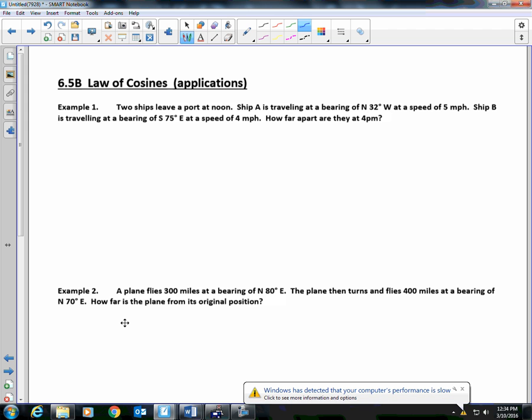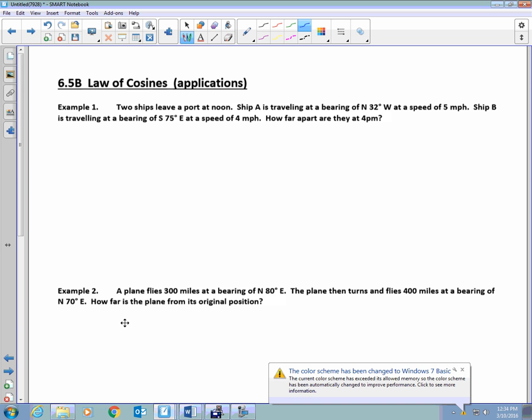Two ships leave a port at noon. Ship A is traveling at a bearing of north 32 degrees west at a speed of 5 miles an hour. Ship B is traveling at a bearing of south 75 degrees east at a speed of 4 miles an hour. How far apart are they at 4 p.m.? Where do you want to start? Draw it, make a picture, sounds like a good idea.